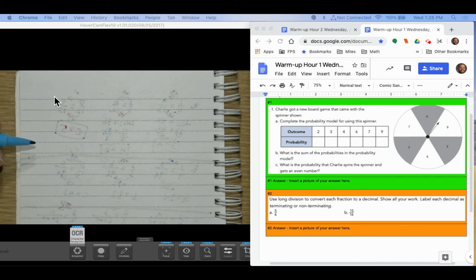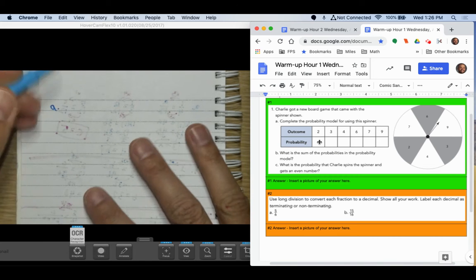Hopefully you're checking your work from yesterday. Charlie got a new board game that came with the spinner shown. Complete the probability model for using the spinner. There are 1, 2, 3, 4, 5, 6 sections. There's a 2, a 3, a 4, a 6, a 7, a 9. What a weird game. So complete the probability model.